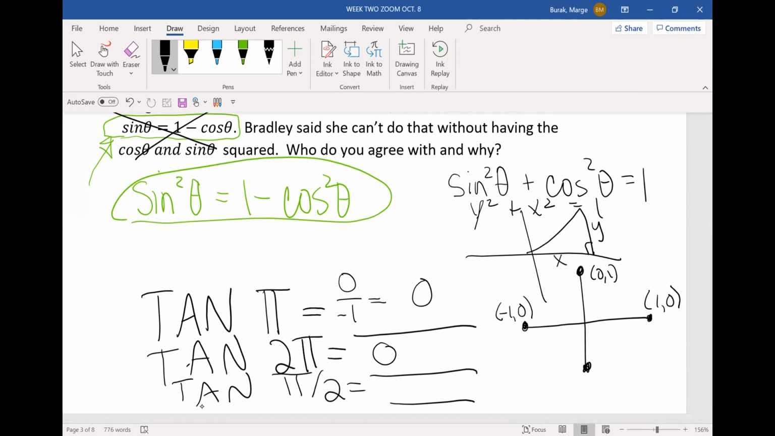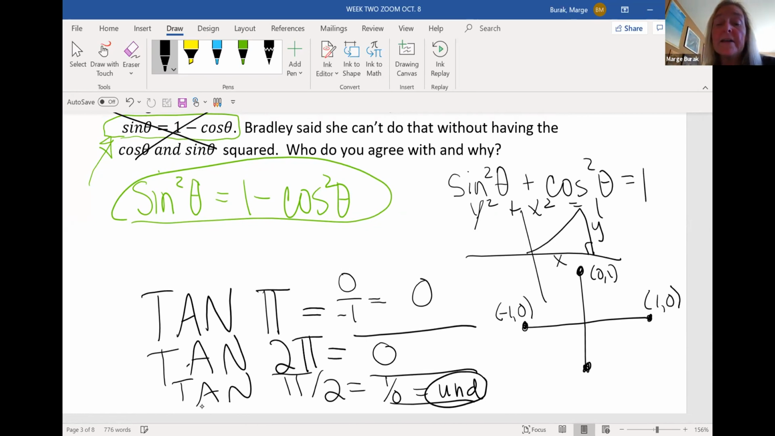Undefined. Uh-oh. Undefined. Why is it undefined? You can't divide by 0. Okay, it's 1 over 0, which is undefined. And in my next set of videos, you're going to find out that when you graph the tangent, at that point it is undefined. That means there's an asymptote in the graph. And anytime the value of sine, cosine, tangent, secant, cosecant, or cotangent is undefined, that means the graph will have an asymptote.